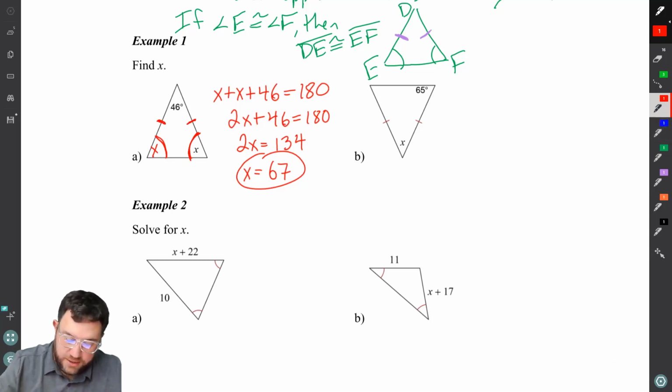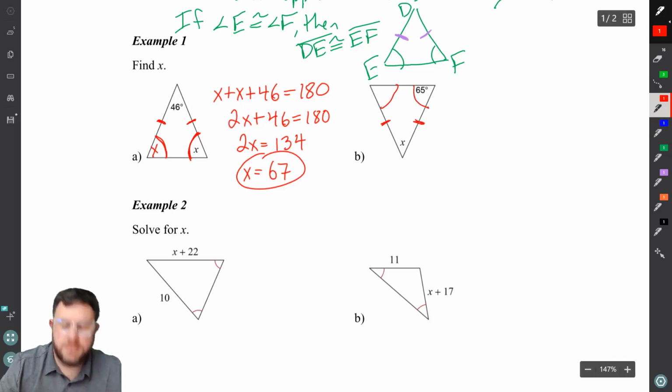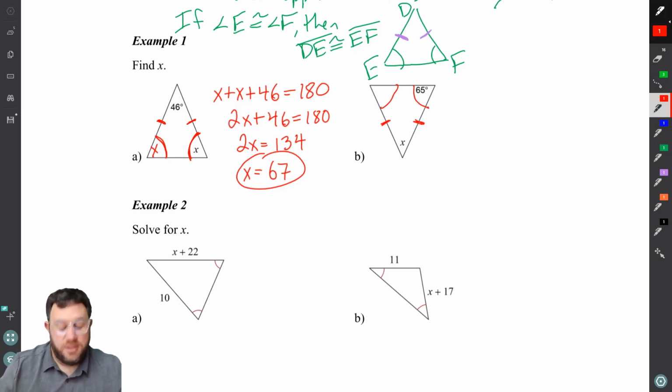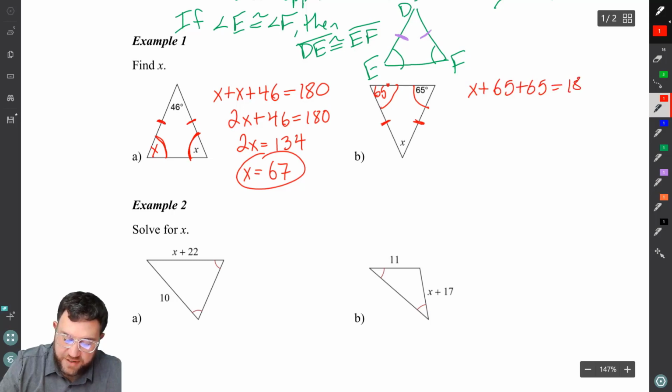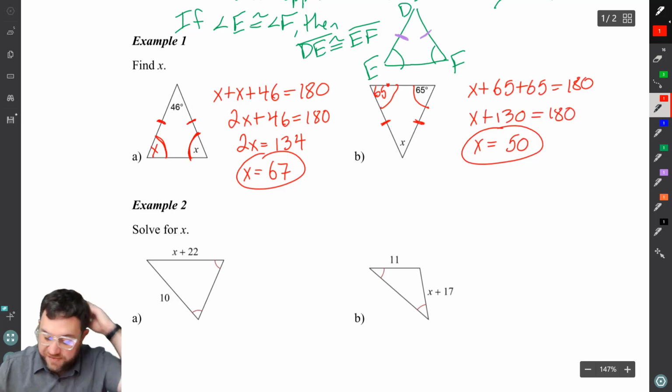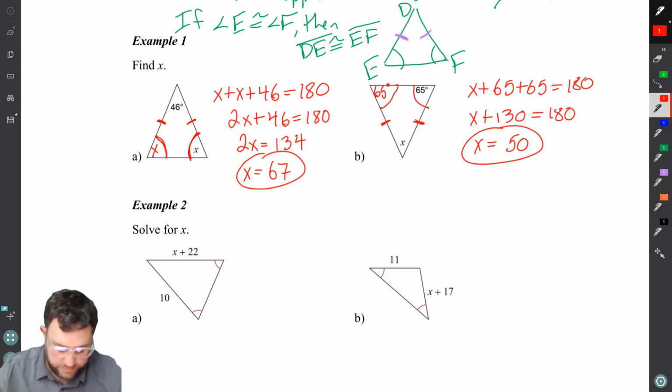For 1b, again, we've got two sides that are congruent, so we know these two angles are congruent. But this time we do have a measure for one of those angles, so we know both of them are 65 degrees. So we can say x plus 65 plus 65 equals 180. So x plus 130 equals 180. Subtract 130, so our missing angle we know is 50 degrees.